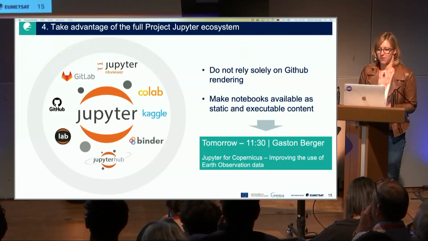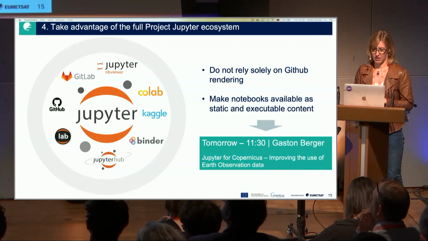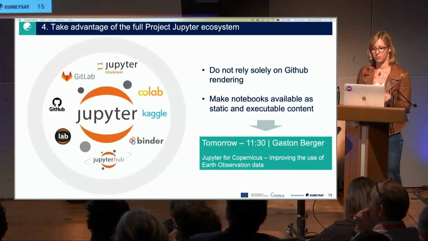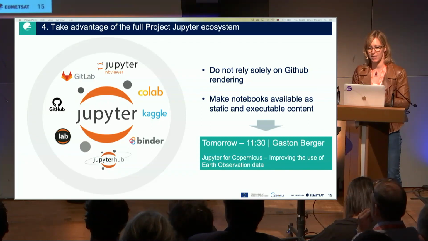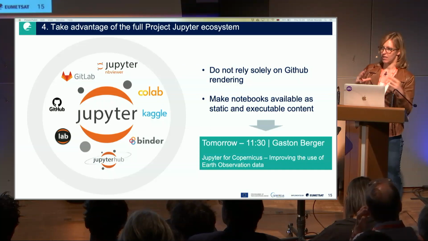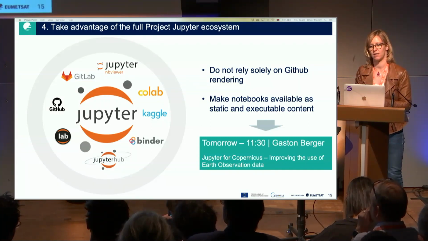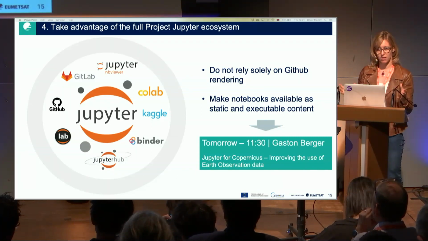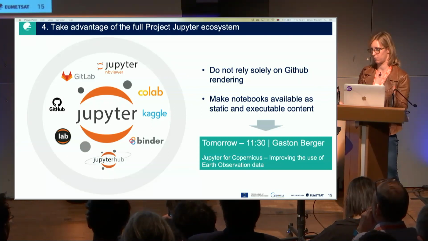So the fourth best practice is to take advantage of the full Project Jupyter ecosystem. I often get people coming to me and saying, oh yeah, there's already a notebook existing. Then they send me the link to GitHub, and our recommendation is to not rely solely on GitHub rendering when you do teaching, and in the best case to make the notebooks available as static content that allows learners to browse, but also as executable content.